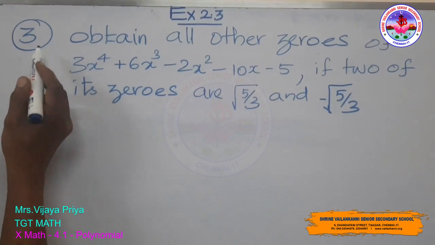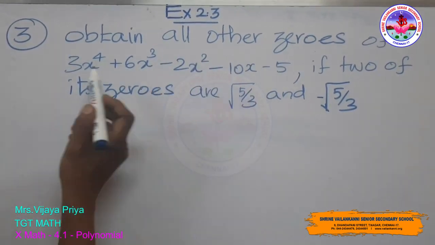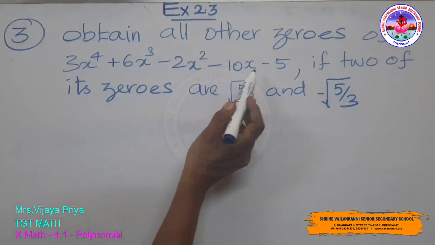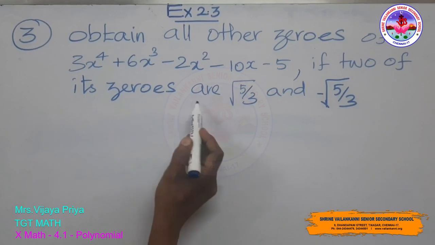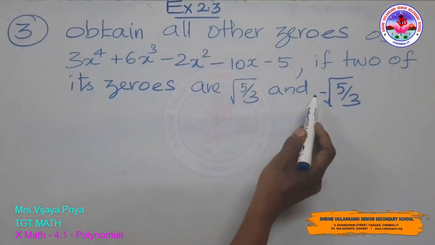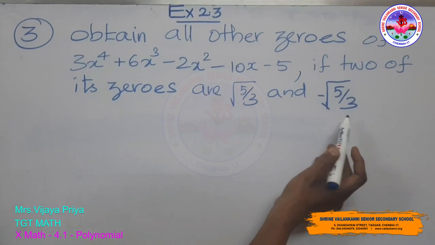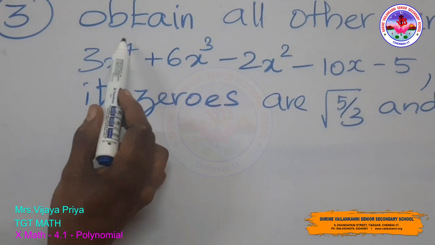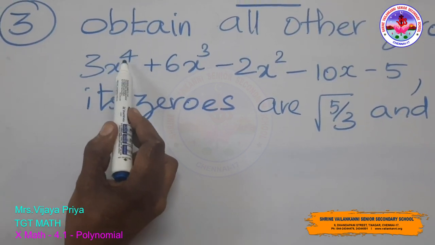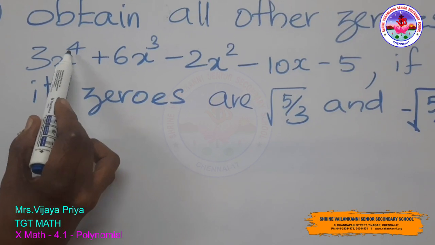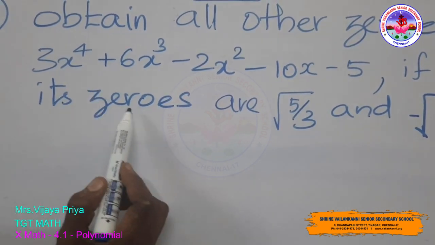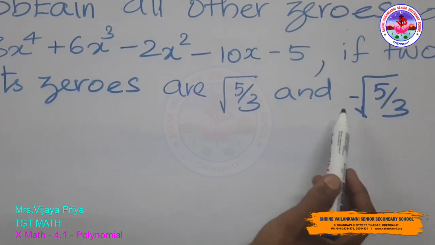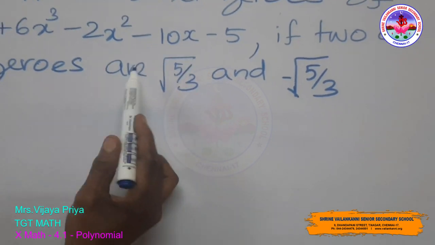Exercise 2.3, third problem. Obtain all other zeros of 3x^4 + 6x^3 - 2x^2 - 10x - 5 if two of its zeros are square root of 5 by 3 and minus square root of 5 by 3. So in this polynomial, we find that the highest power, the degree, is 4, which means that this polynomial has 4 zeros. But in the problem, 2 zeros are given, square root of 5 by 3 and minus square root of 5 by 3. We need to find 2 more zeros for this polynomial.